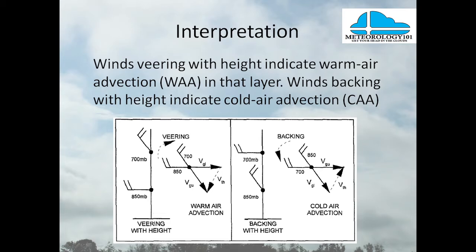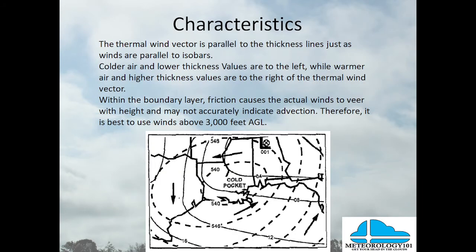Alright, so the characteristics, like we said on the thickness chart. The thermal wind vector is parallel to the thickness lines, just as winds are parallel to the isobars. So the surface winds are going to be parallel to the isobars on the surface. The thermal wind is going to be parallel to the thickness lines on the thickness chart. So with the thermal wind being parallel to the thickness lines, the cold air is to the left, warm air is to the right.